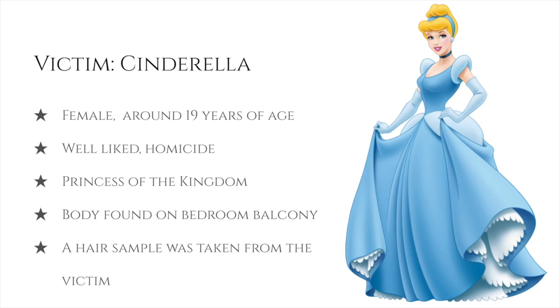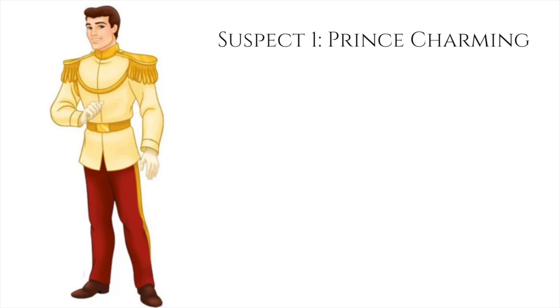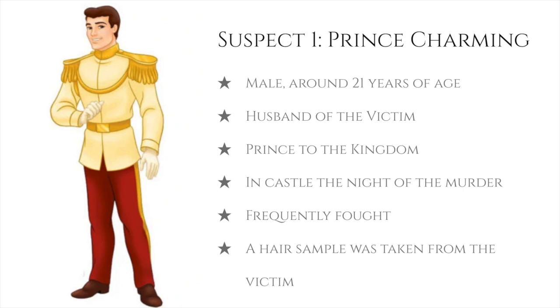Detectives ruled this death a homicide, collected a DNA sample from the victim, a piece of hair, and then identified 4 possible suspects. Suspect number 1, Prince Charming, Cinderella's husband and prince to the kingdom, is a suspect because they had easy access to her room. He was in the castle the night of the incident, and he frequently verbally fought with his wife.